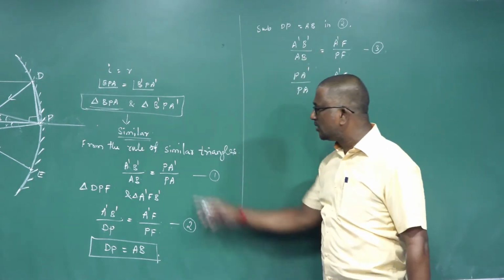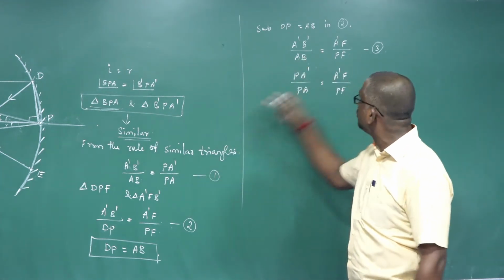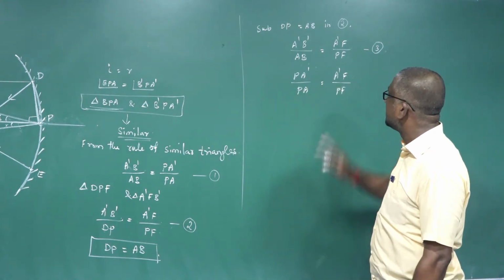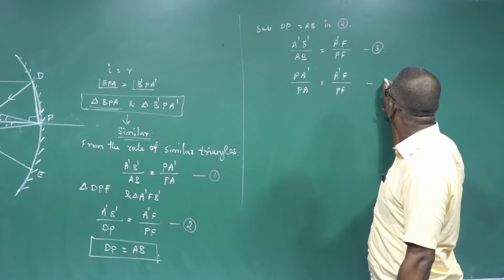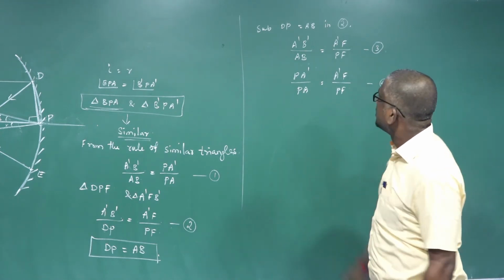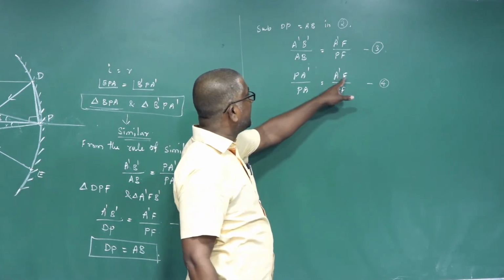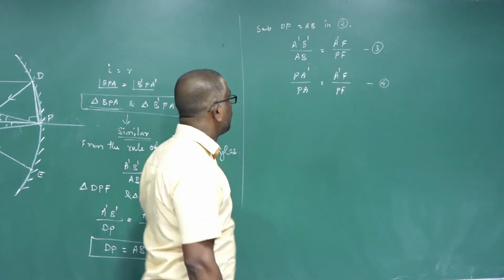Left hand side equal means the right hand side in these two equations are the same. So PA dash divided by PA is equal to A dash F divided by PF. So this is equation number 4. PA dash divided by PA is equal to A dash F divided by PF, right?